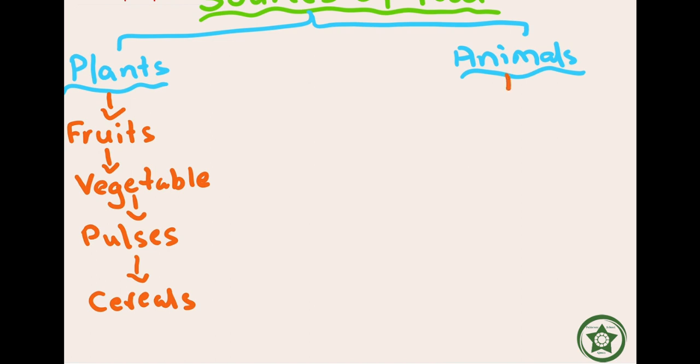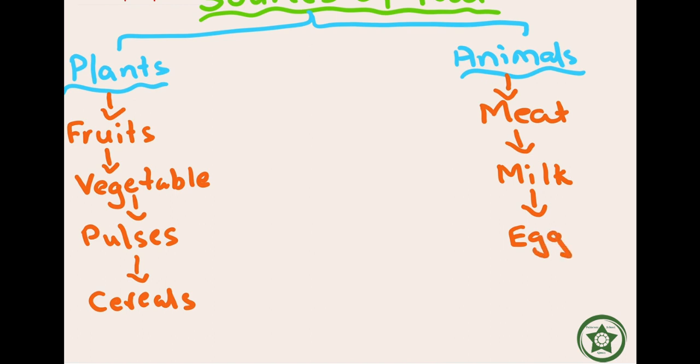And now the food which we get from animals are meat, then milk, then eggs, and then honey. So these are the food which we get from plants and animals.